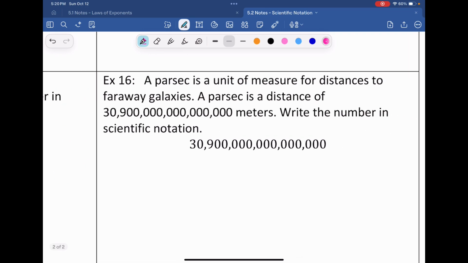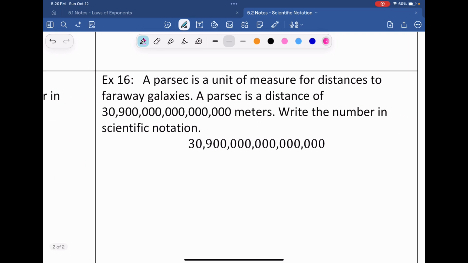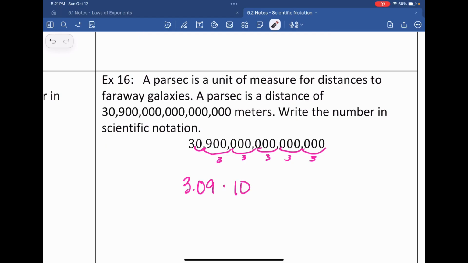Same idea on this one, the parsec. I'll write this in scientific notation. So that's 3, 6, 9, 12. I'm going to go ahead and move another 3. But even when I move it here, that's still 30, so I need to move it 1 more. So that was 3, 6, 9, 12, 15, 16.